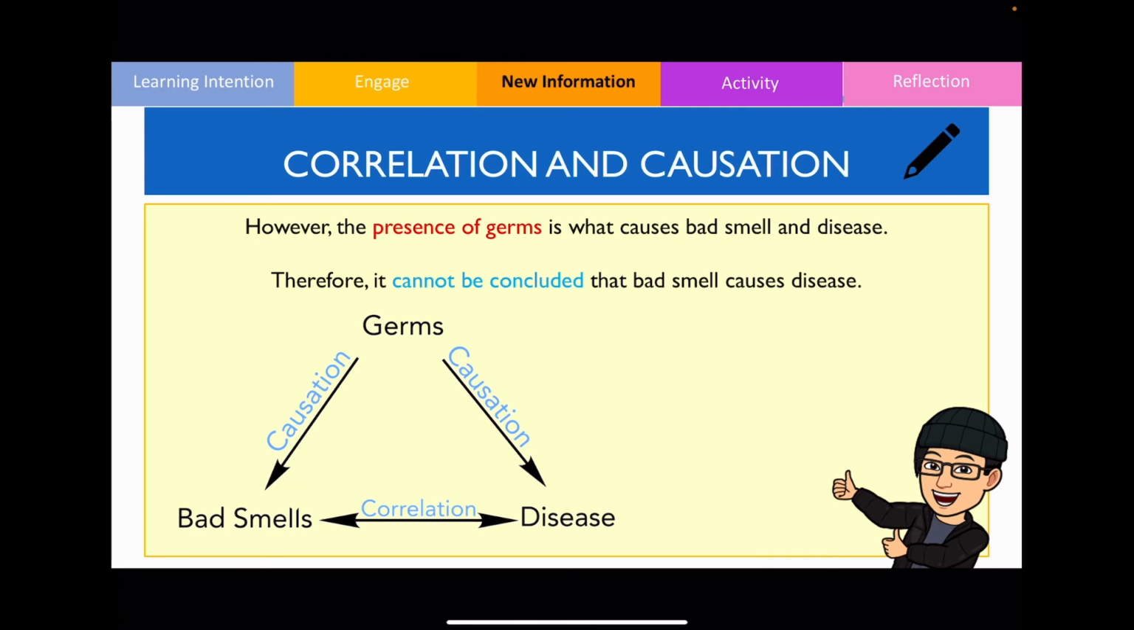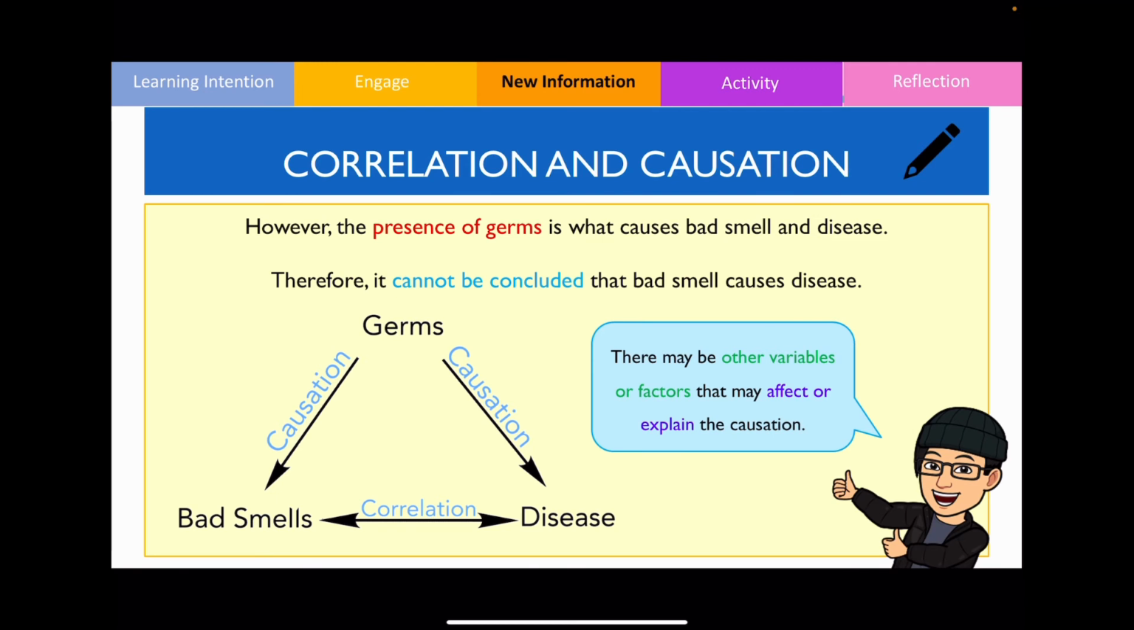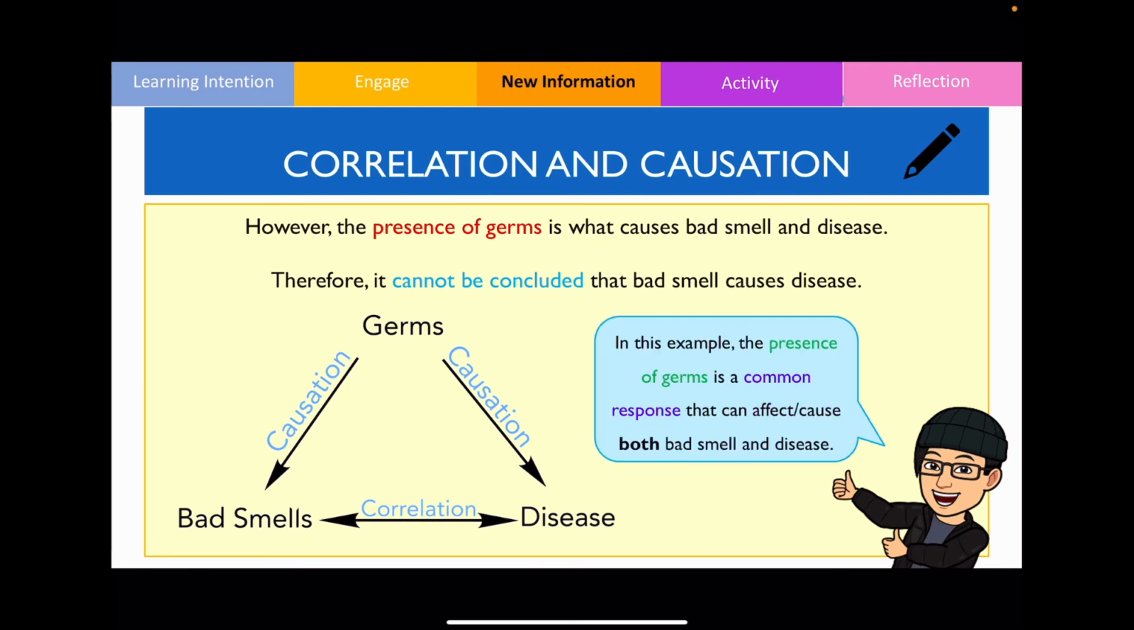So the take-home message is that you want to consider other variables or other factors that may affect or explain the causation. I would like to reiterate that the presence of germs is the common response, or the common variable, that causes both bad smell as well as diseases. Let's look at another example.